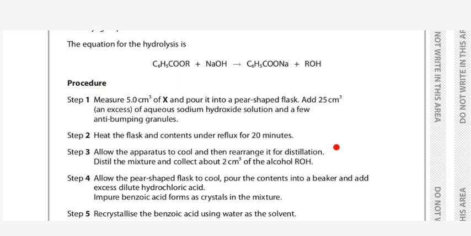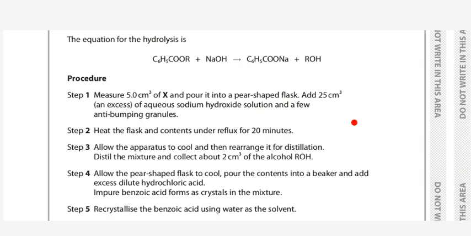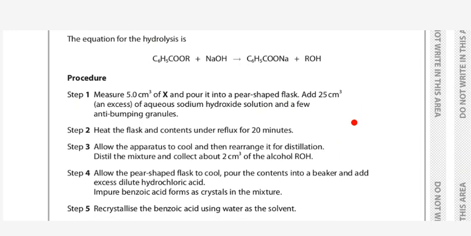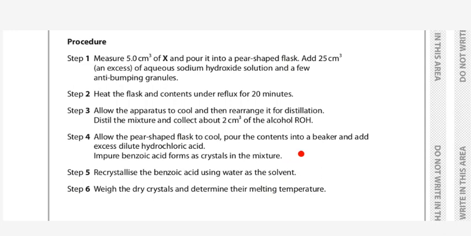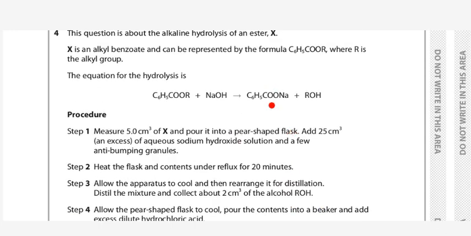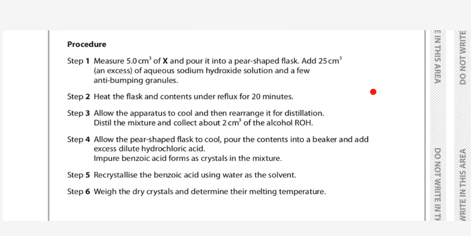Measure 5 cm³ of X and pour it into a pear-shaped flask with 25 cm³ of excess aqueous sodium hydroxide solution and a few anti-bumping granules. Excess sodium hydroxide is added to ensure complete hydrolysis, and anti-bumping granules are added to ensure smooth boiling because they increase the surface area and prevent the formation of large bubbles. Heat the flask and contents under reflux because the reactants are volatile.